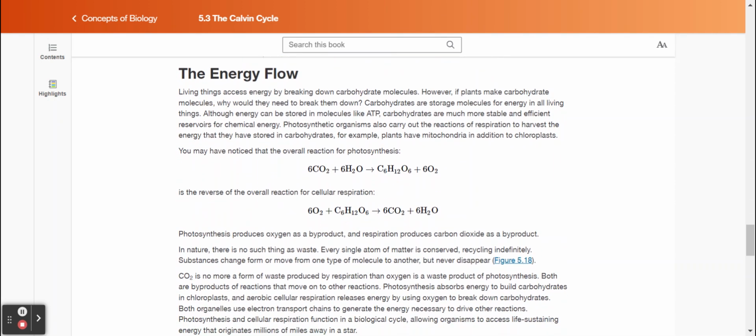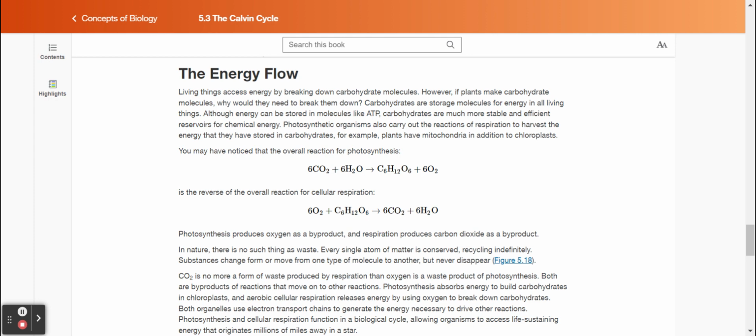The energy flow. Living things access energy by breaking down carbohydrate molecules. However, if plants make carbohydrate molecules, why would they need to break them down? Carbohydrates are storage molecules for energy in all living things. Although energy can be stored in molecules like ATP, carbohydrates are much more stable and efficient reservoirs for chemical energy. Photosynthetic organisms can also carry out the reactions of respiration to harvest the energy that they have stored in carbohydrates. For example, plants have mitochondria in addition to chloroplasts.